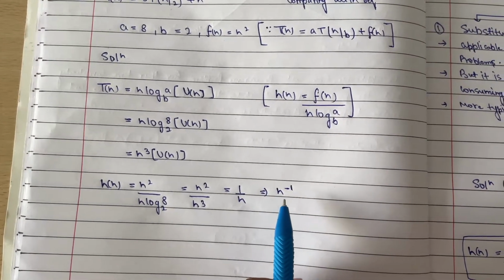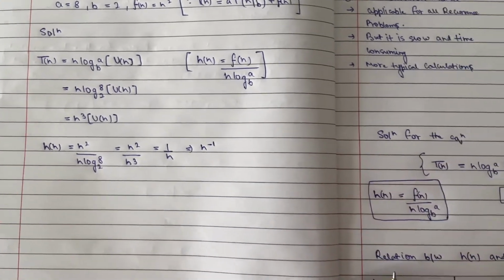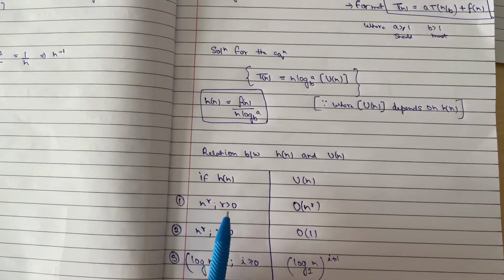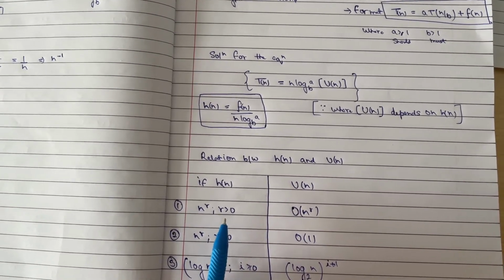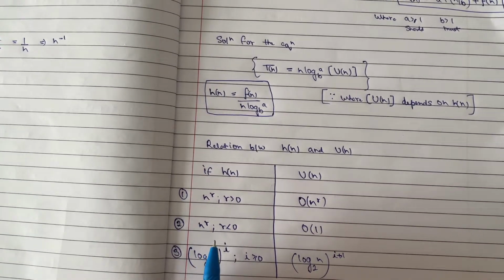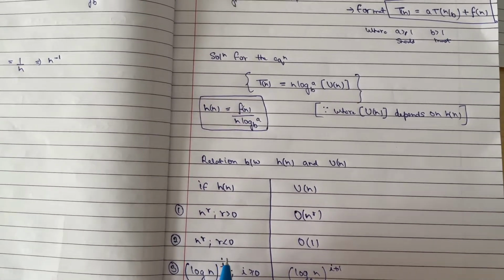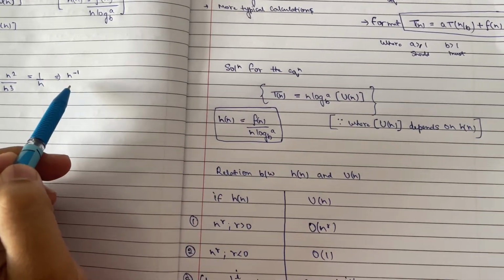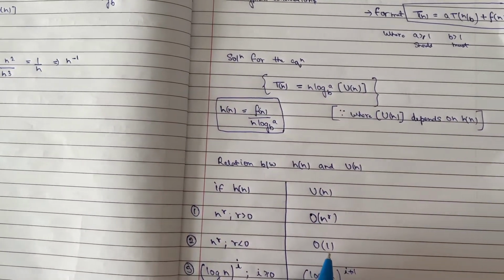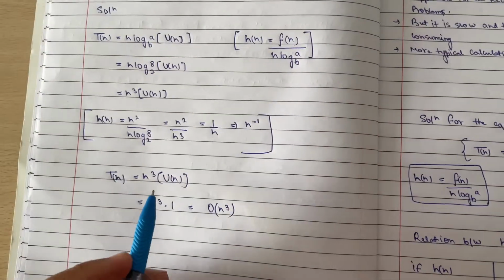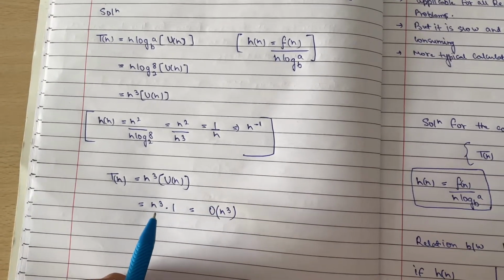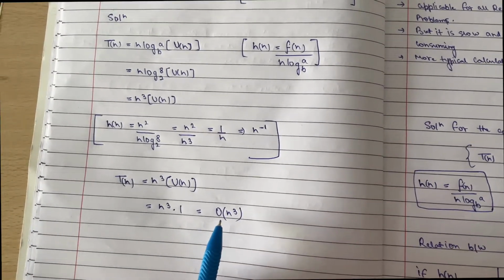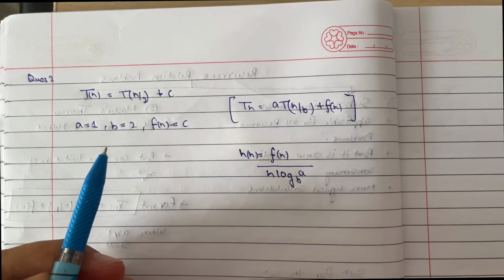Now we compare the value of H(n) with the three cases. The first case is n^r where r should be greater than 0. No, r is less than 0. Coming to the second case, n^r such that r is less than 0. Yes, this is the case here, n^(-1). So the value of U(n) for this case will be O(1). After putting the value of U(n) in the solution equation, we get the time complexity to be O(n^3). Now let us see another question for better clarification of the topic.